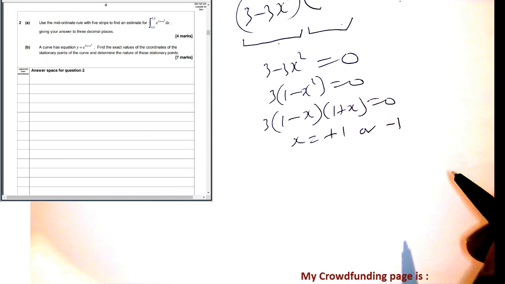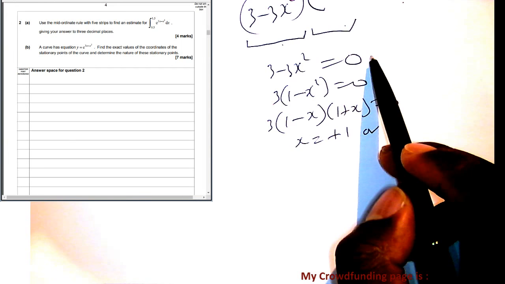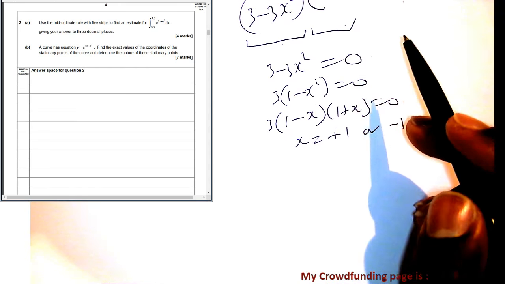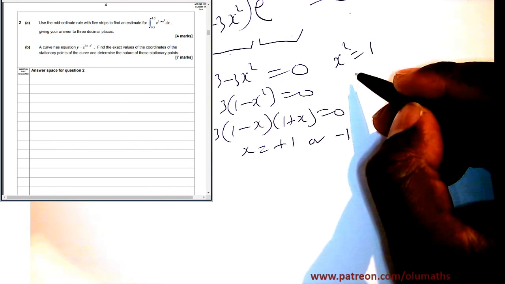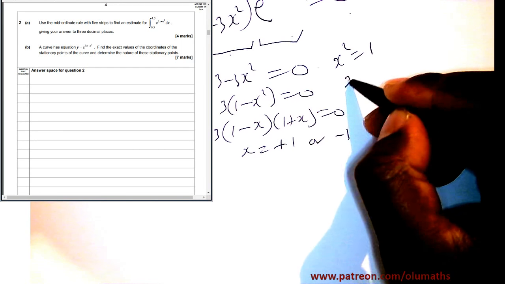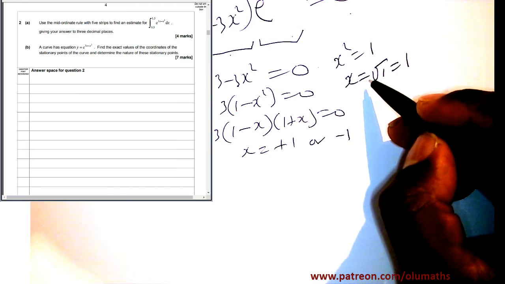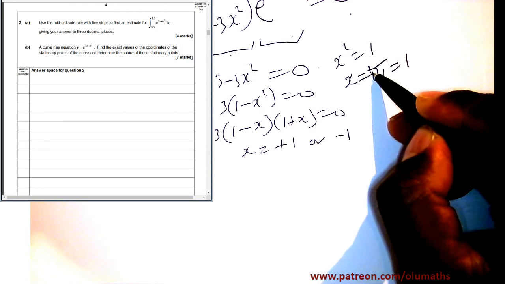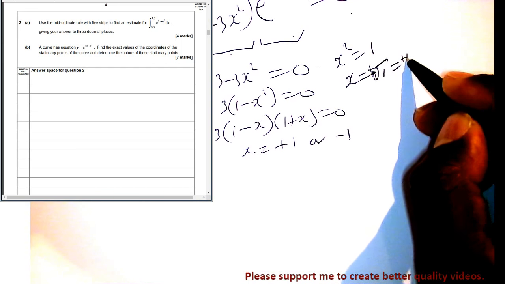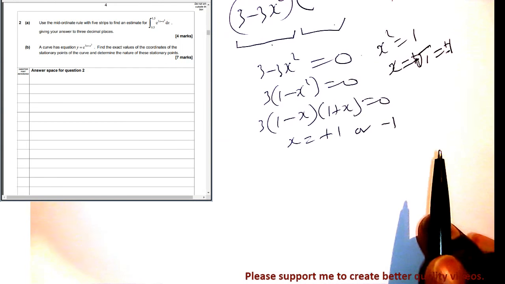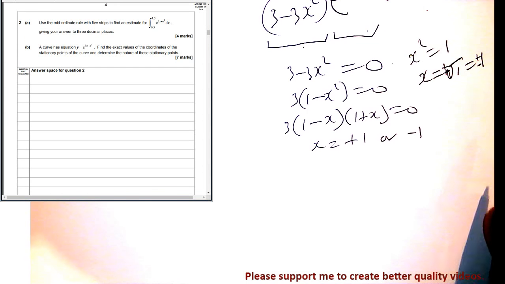Now, I know some of you may have been tempted to just move 3x squared to the other side and divide both sides by 3. Of course, if you do that, you'll come up with x squared equals 1. But never ever in algebra make the mistake of saying, therefore, x equals square root of 1, which is 1. Because x equals plus or minus root 1. That's what it is, not just root 1. So never ever forget the plus or minus, okay? So always do that.